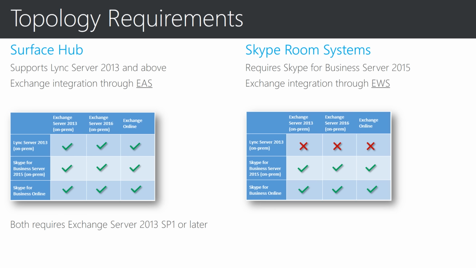Both Surface Hub and the second version of Skype Room Systems devices require integration with an Exchange server, whether it's hosted on-prem or online. Both devices support Exchange Server 2013 SP1 and above. But the main difference is how these devices integrate with Exchange. Skype Room Systems devices integrate with Exchange through Exchange Web Services, EWS, for Exchange calendar access, whereas Surface Hub only supports Exchange ActiveSync.